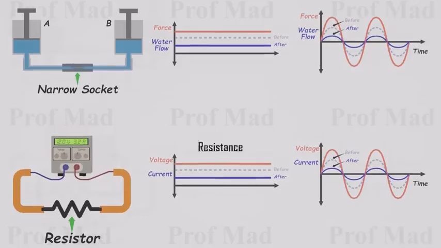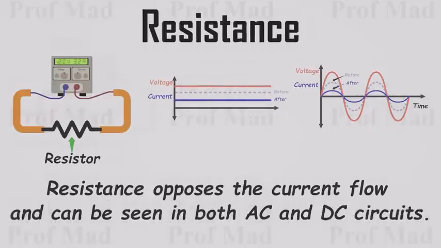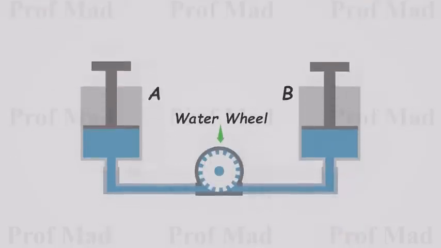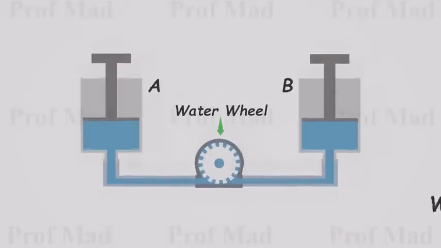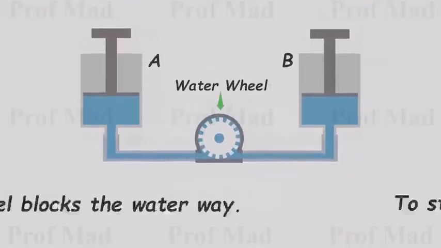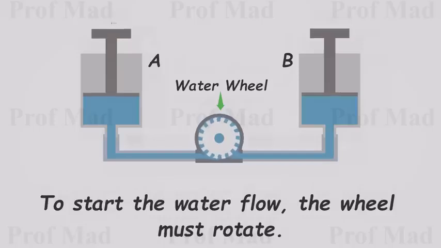As we mentioned at the beginning of this video, resistance opposes the flow of current and is present in both AC and DC circuits. Here we have a water wheel connected to the water pipe, blocking the water's path. To initiate water flow, the wheel must begin to rotate.